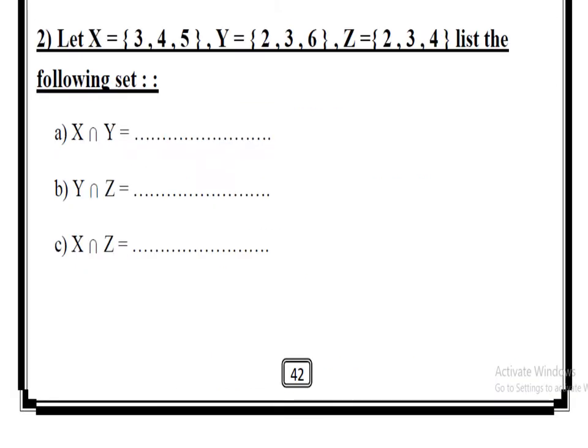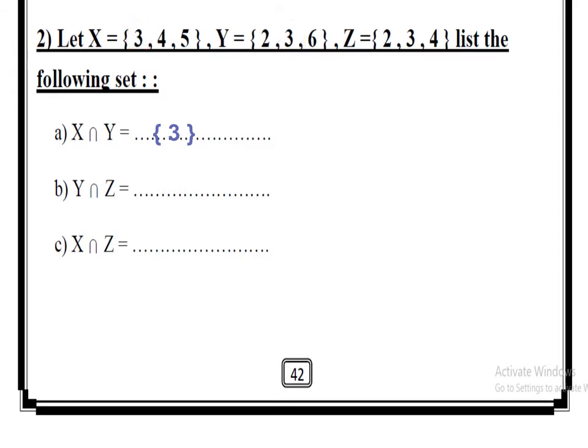Next, question number 2, asking you: let X equal 3, 4, 5, Y equal 2, 3, 6, and Z equal 2, 3, 4. List the following sets. X intersecting Y. I'm going to circle the common elements between X and Y, which is 3. So the intersection is the element 3 only.